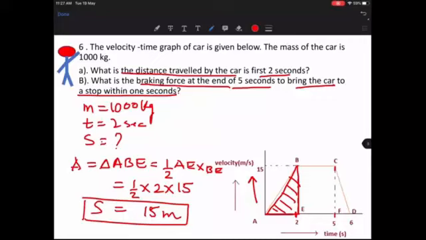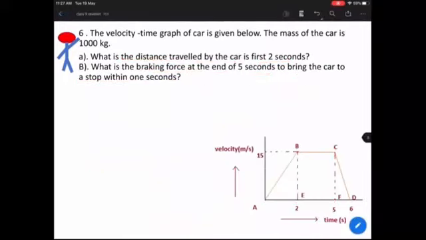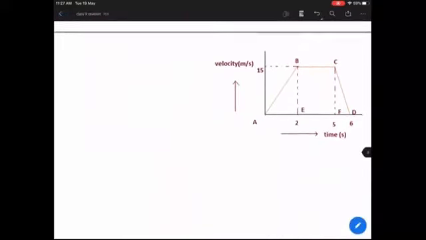So see, after 5 seconds, the car applies the brake, and in 1 second, it wants to stop. Right. So he's asking what is the braking force so that it comes to a halt. So in this case, what we first need to calculate is your acceleration because you do not know what the acceleration is. So let's first calculate the acceleration here. So we'll move on to the next page here.